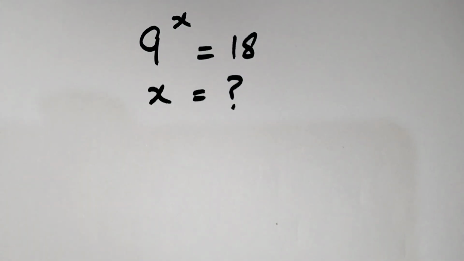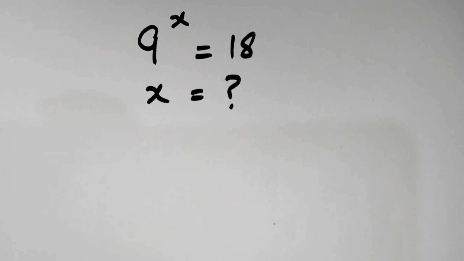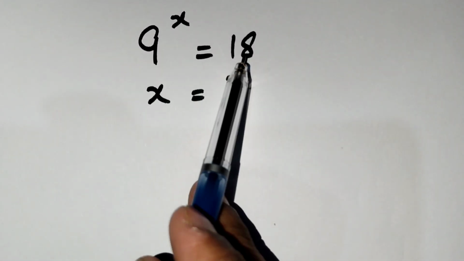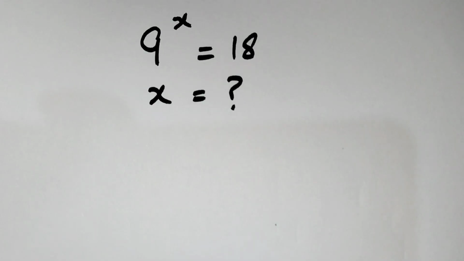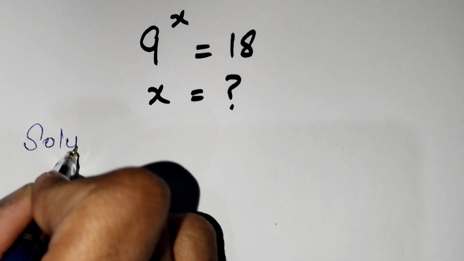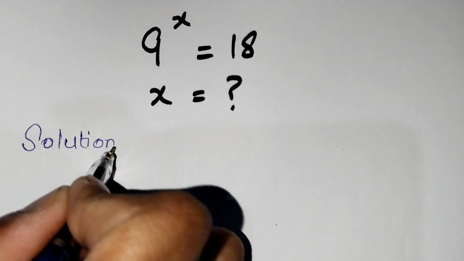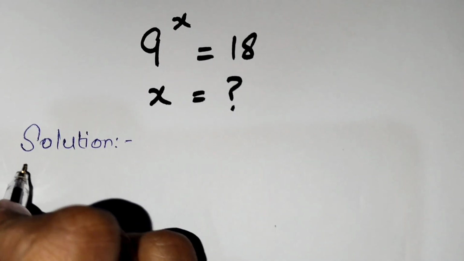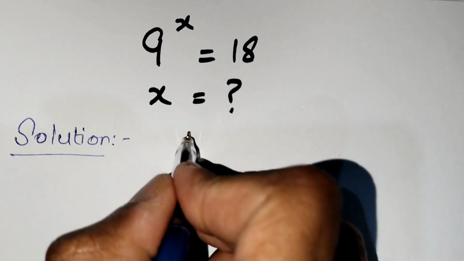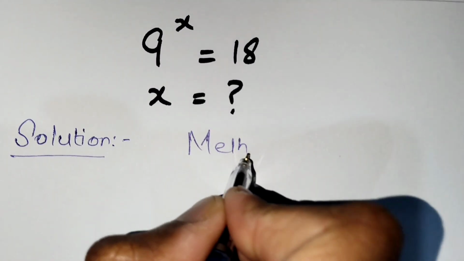Hi everyone, in this video we will solve a Harvard exponential math problem: 9 power x is equal to 18, find the value of x. So we will start the solution of this question. There are two methods to solve this exponential equation. We will start by method 1.